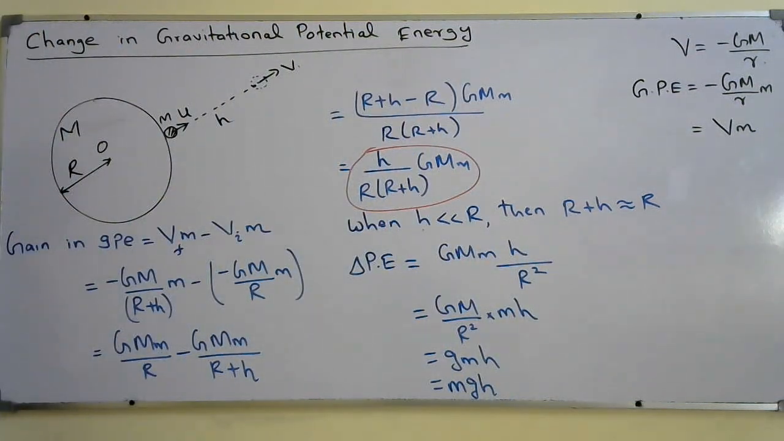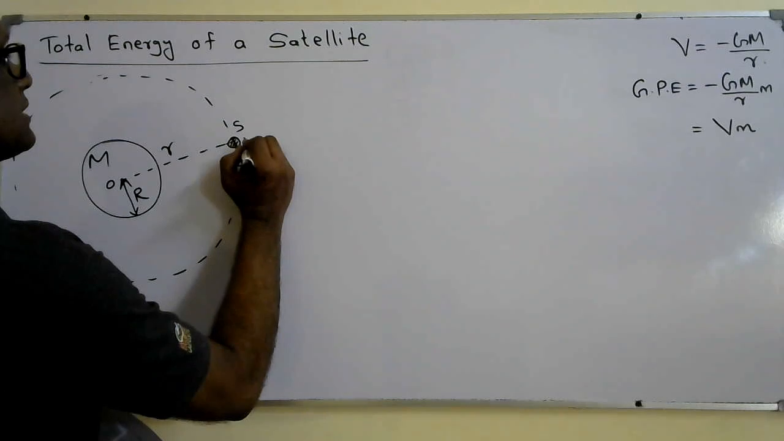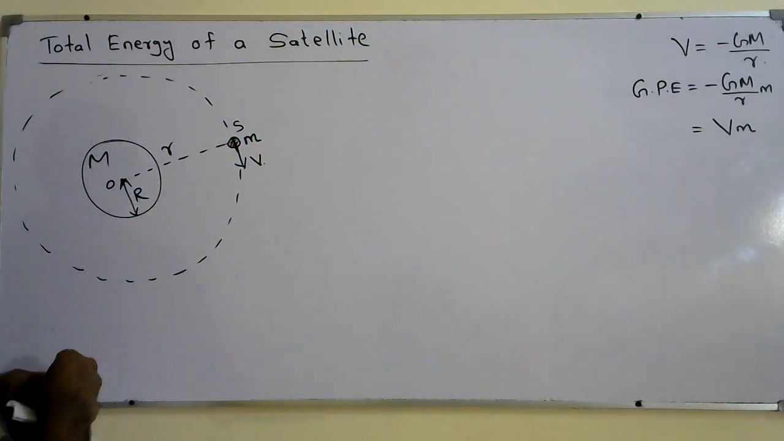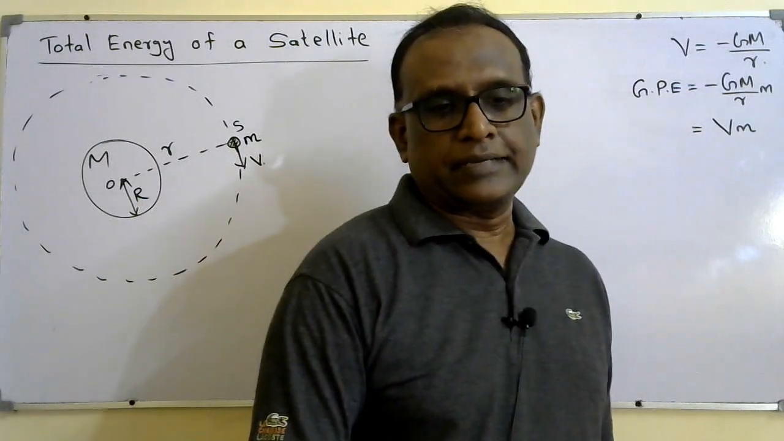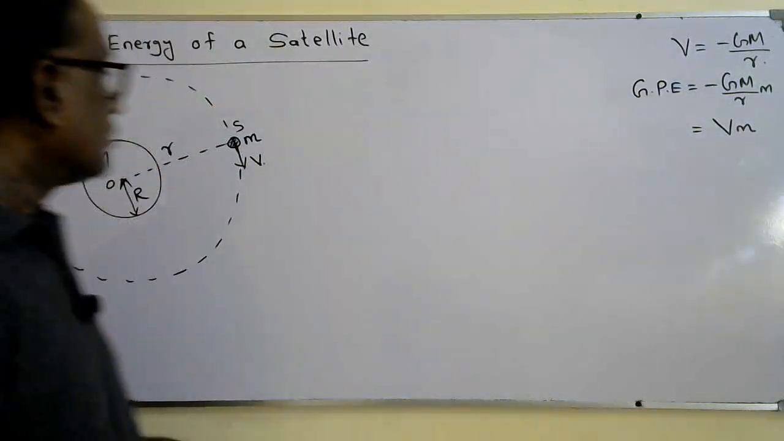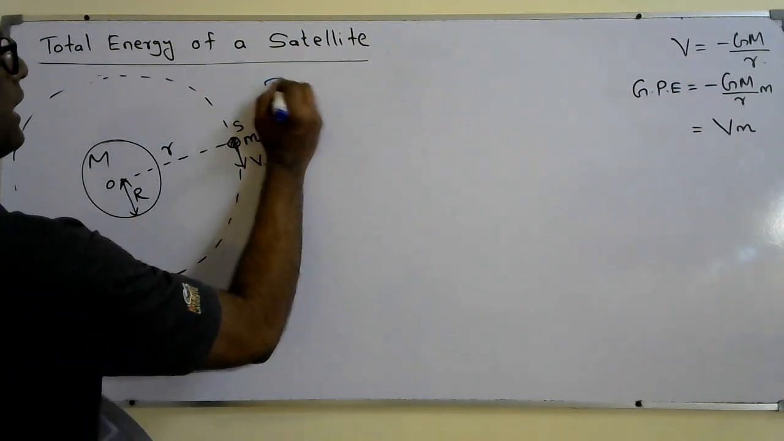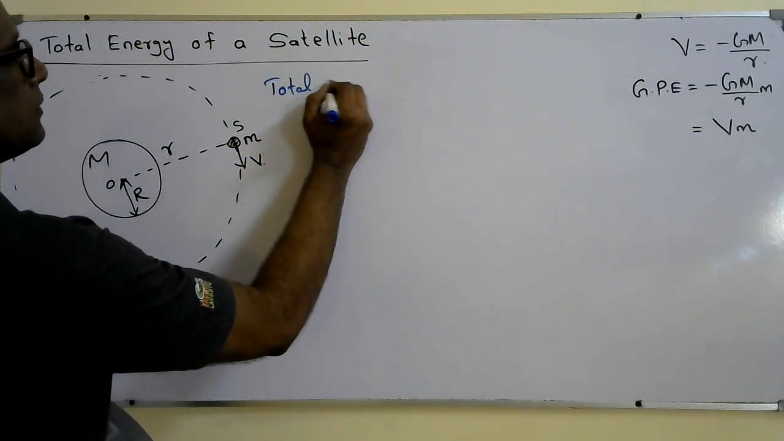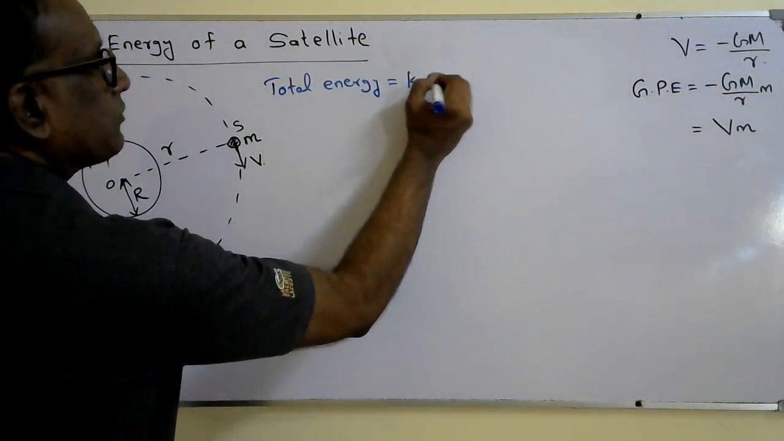Okay, so a satellite of mass m is moving on a circular path around a planet which has radius R and mass M. So the satellite is at a distance r from it. So the total energy of the satellite is the kinetic energy of the satellite plus the gravitational potential energy. Those are the two energies it possesses.